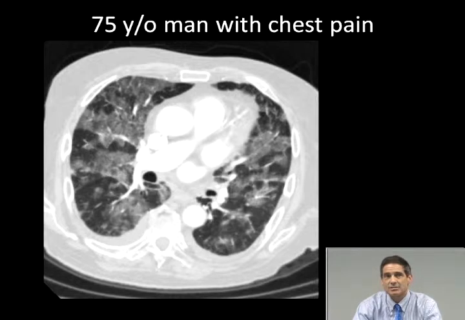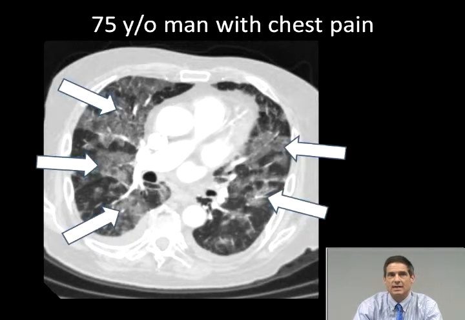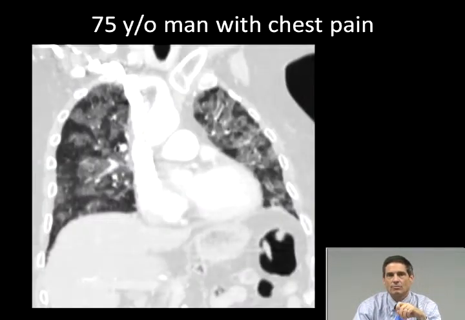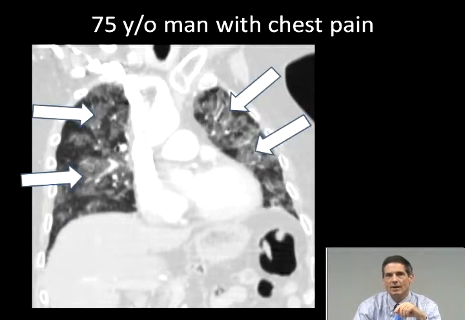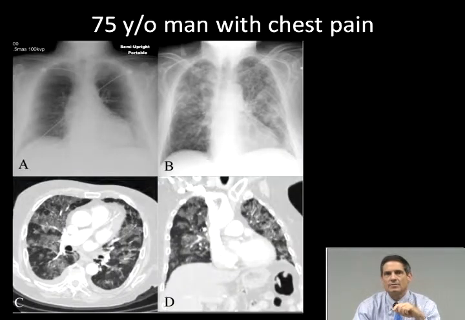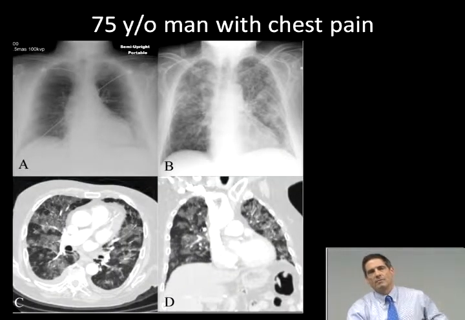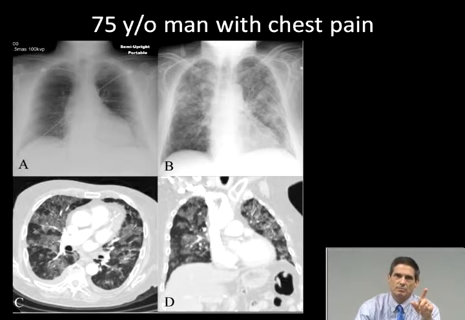Here's an axial CT done when he was symptomatic with chest pain, showing again scattered areas of ground glass opacity, here noted by the 5 arrows. A coronal reconstruction, same gentleman, shows multiple areas of abnormal opacity in both lungs. Here's a composite picture of the 2 chest X-rays before and after his acute onset of chest pain, and the chest X-ray showing multiple areas of opacity.